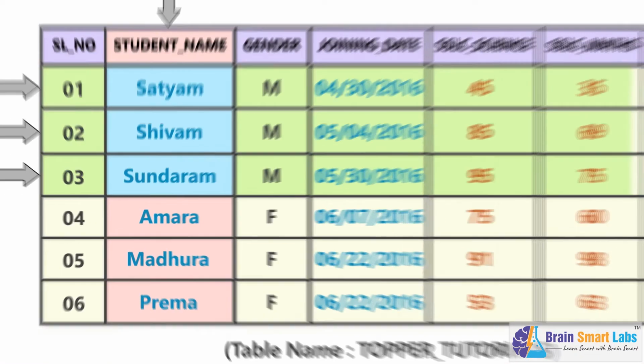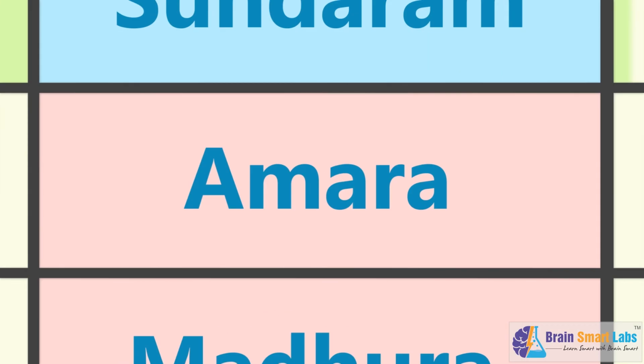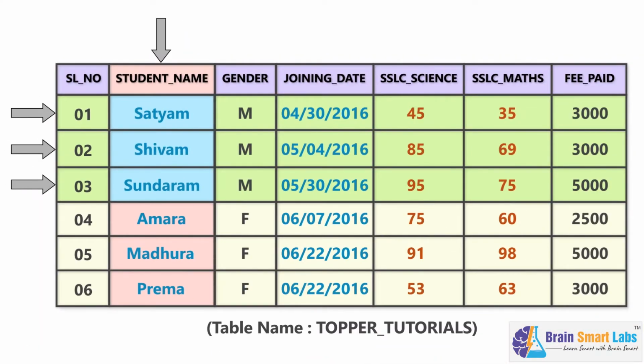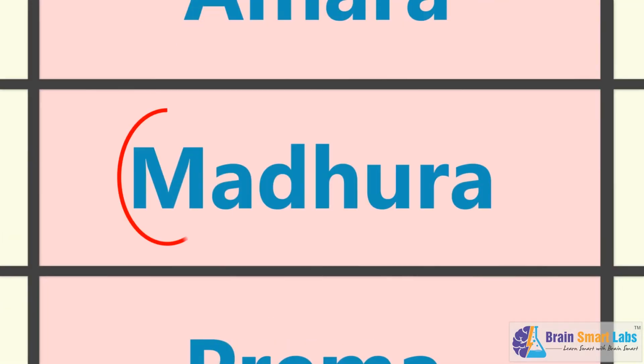Coming to the fourth row, the student name is Amara and her name is starting with alphabet A. Now as we all know, if we check the condition A greater than N, we will get the result as false, as alphabet A comes first and alphabet N comes last in our English alphabet series. As a result, the following row will not be selected and we should move on with the next row. The same case applies here for the next row Madhura, as this row will not be selected because alphabet M is not greater than alphabet N.